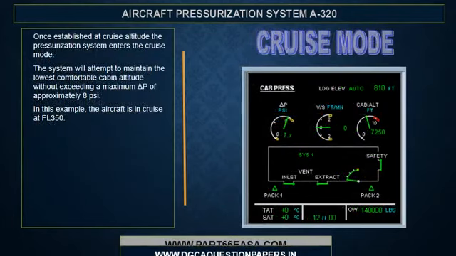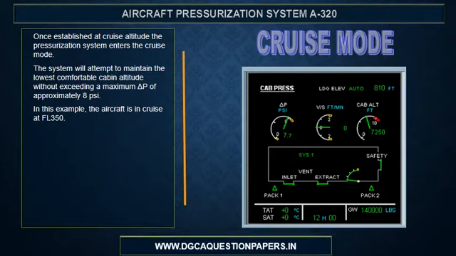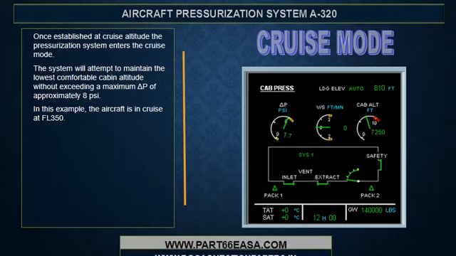Once established at cruise altitude, the pressurization system enters the cruise mode. The system will attempt to maintain the lowest comfortable cabin altitude without exceeding a maximum cabin differential pressure of approximately 8 psi. In this example, the aircraft is in cruise at flight level 350.